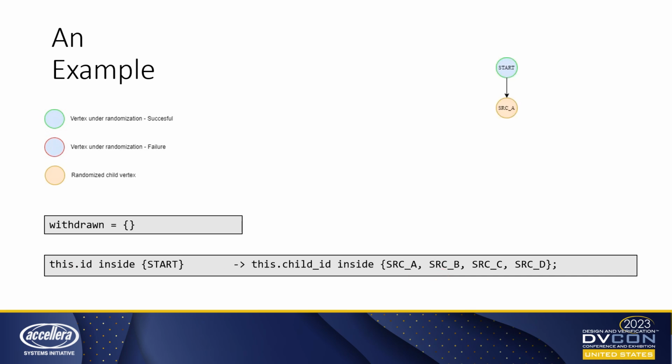We then begin by calling the find function on the start vertex. Note that the state of the withdrawn queue is empty at this step. We're starting the process now, and the start vertex can only have a child, a primary input, source A, source B, source C, or source D. In this case, the constraint solver has selected the source A as a child to the start vertex.